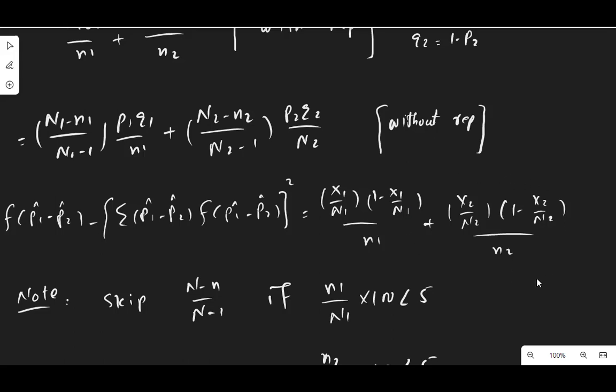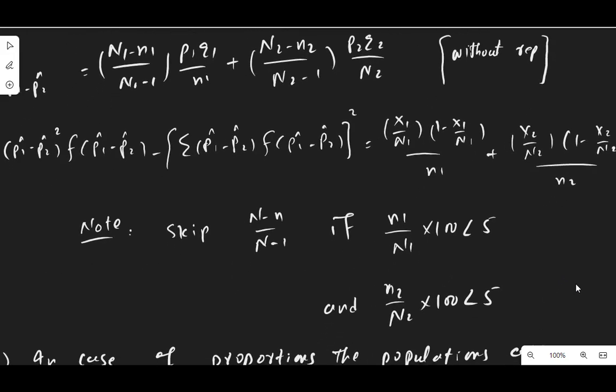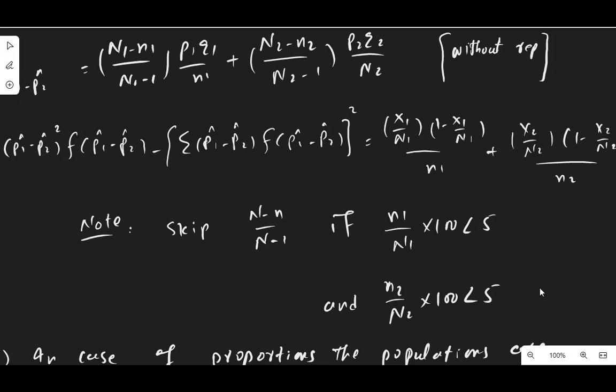In case of sampling without replacement, you can also include the finite population correction factors conditionally. What are the conditions? You can calculate the sample as a percentage of the population. This formula is: sample size from population 1 divided by population 1 size multiplied by 100. You will get a value. If this value is less than 5, you can skip the finite population correction factor for this one.